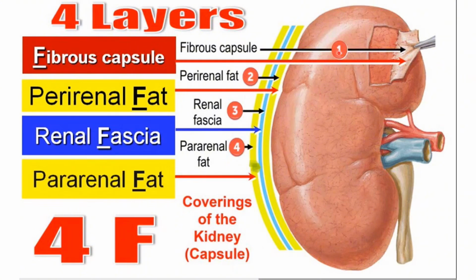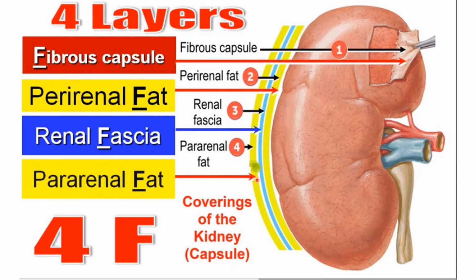This is it, fibrous capsule. Okay, then the second one here we have the perirenal fat, which covers the fibrous capsule. And the third one we have the renal fascia. Then we have the pararenal fat, okay, which separates the kidney from the muscles of the posterior abdominal wall.